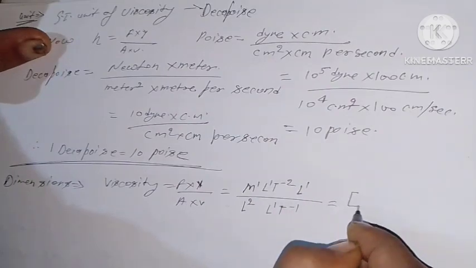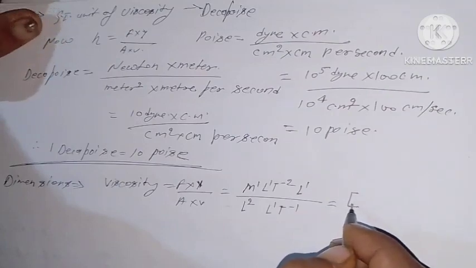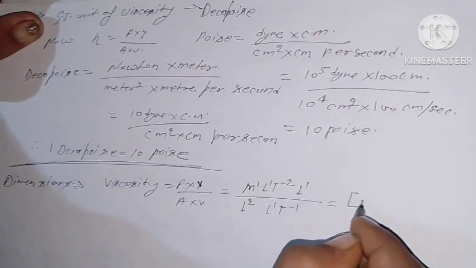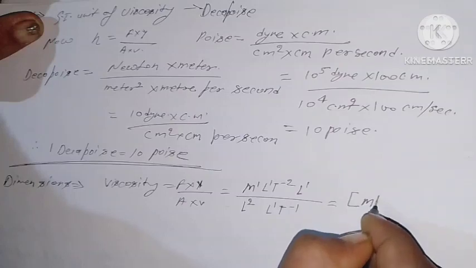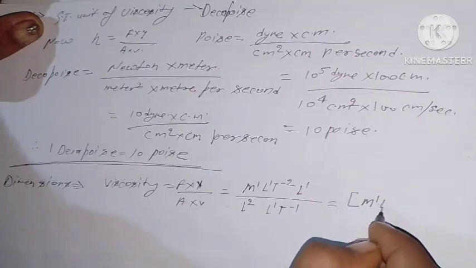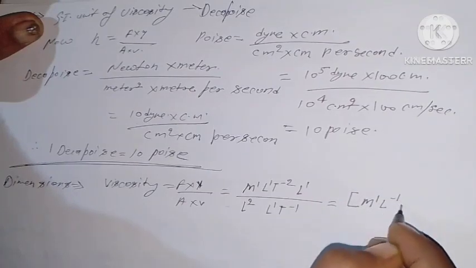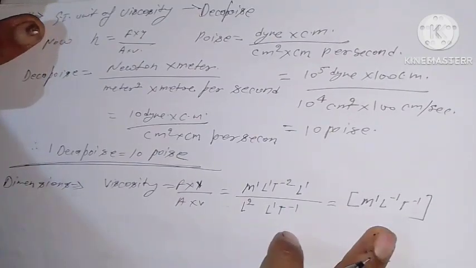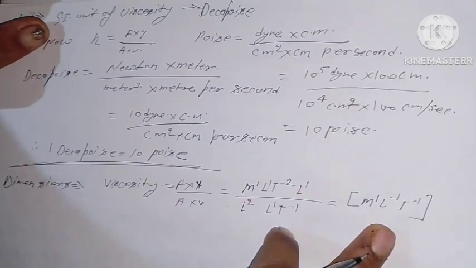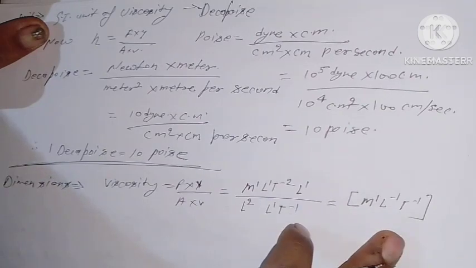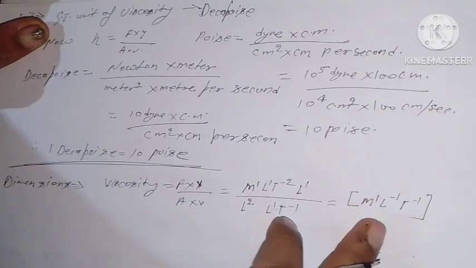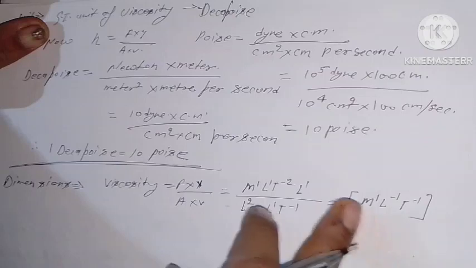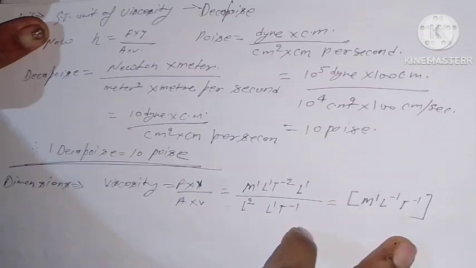So the dimensions of viscosity is M1 L minus 1 T minus 1, that is kg per meter second.